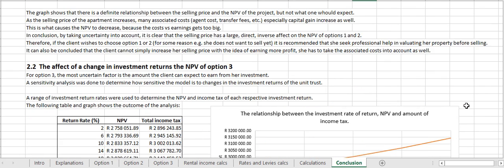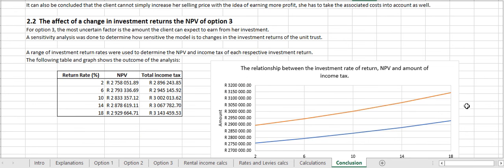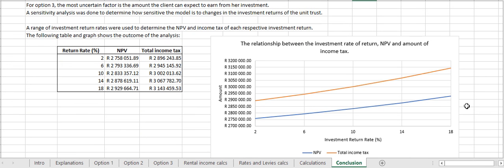Another sensitivity analysis was done for option 3 to analyze the effects of a decrease in investment returns. It was found that even at the lowest guaranteed rate of return, which was 2% per year, option 3 still had the highest NPV value.